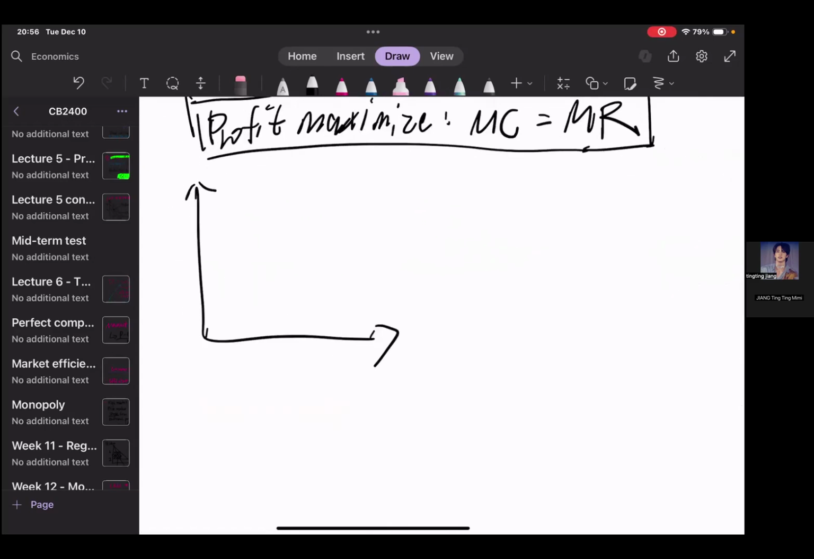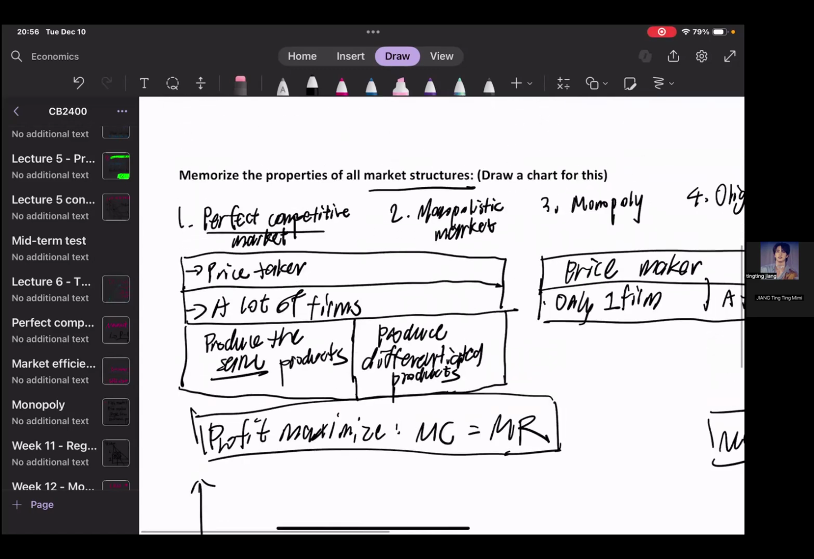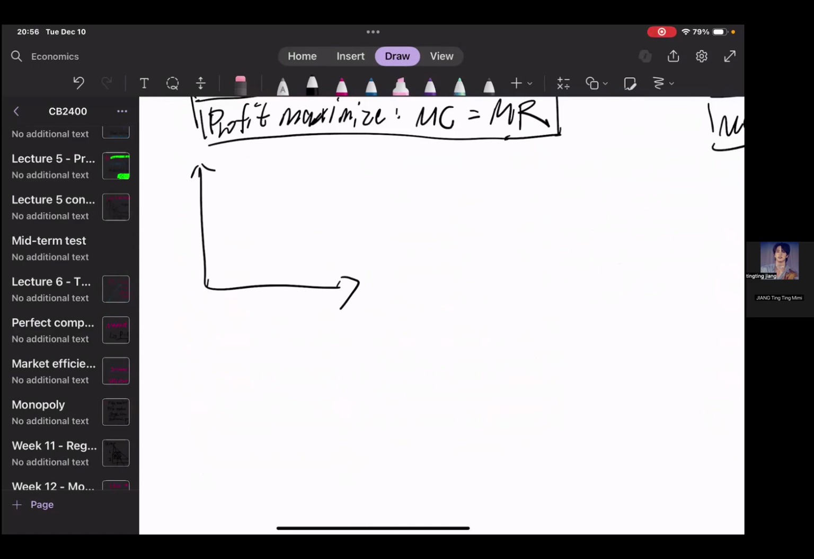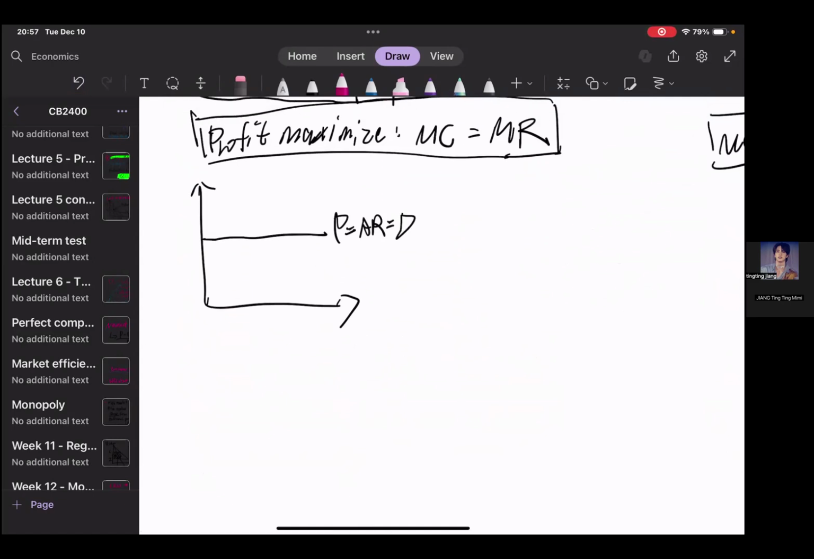So for the first one, the perfect competitive firm, because they're price takers, they literally have a horizontal price line. This one's P, and P will equal their AR, and also equals their demand. But keep in mind that this only applies to an individual firm.